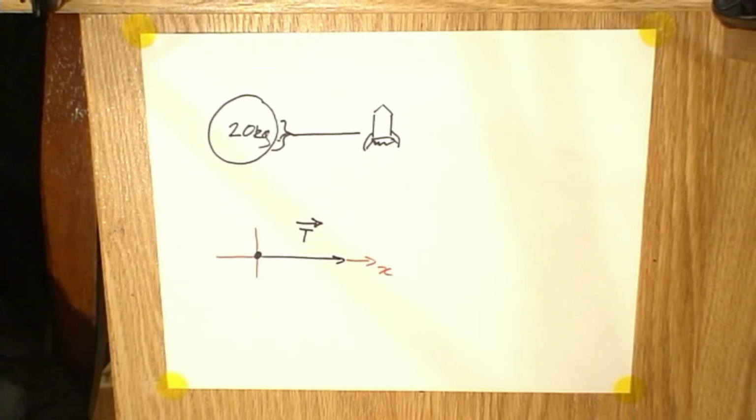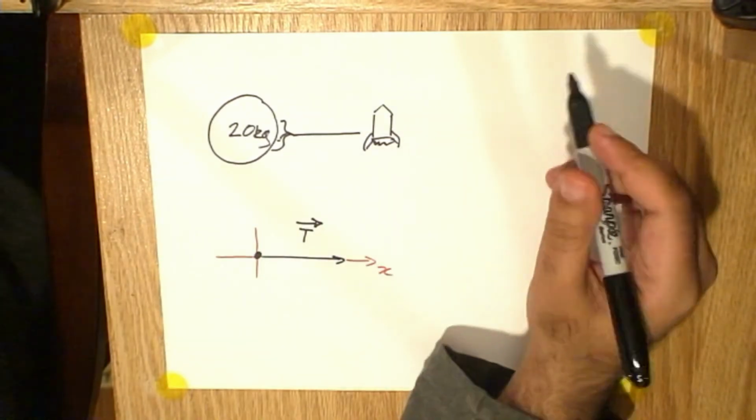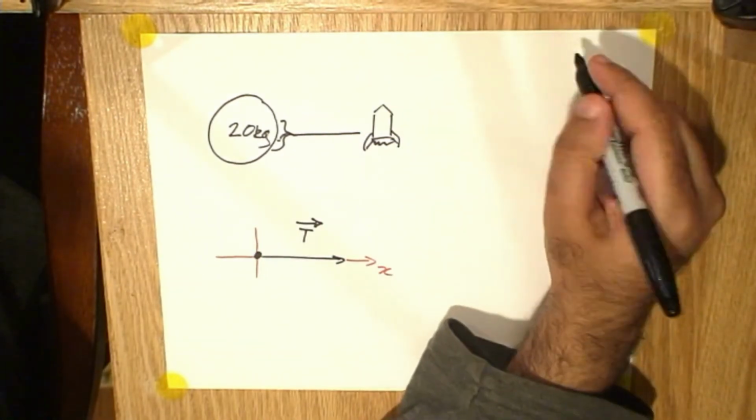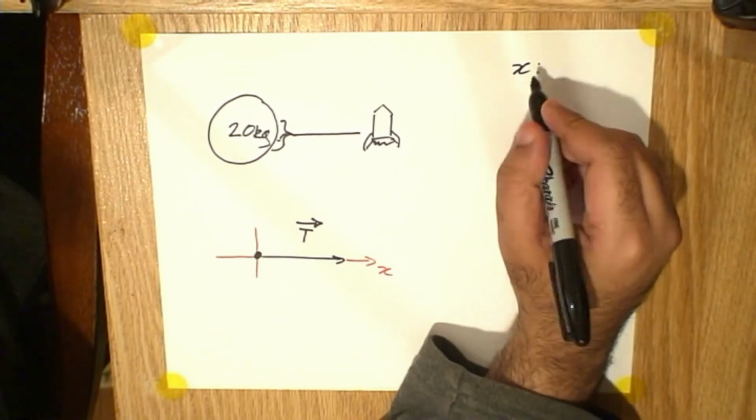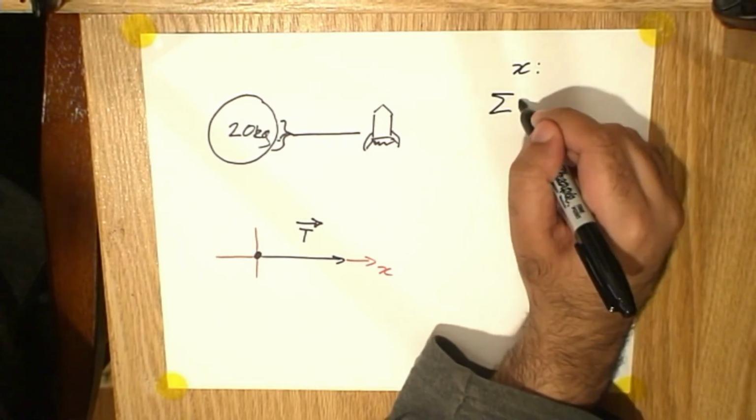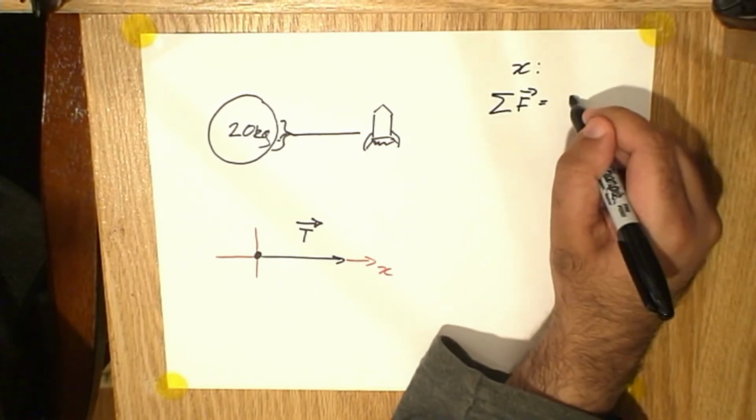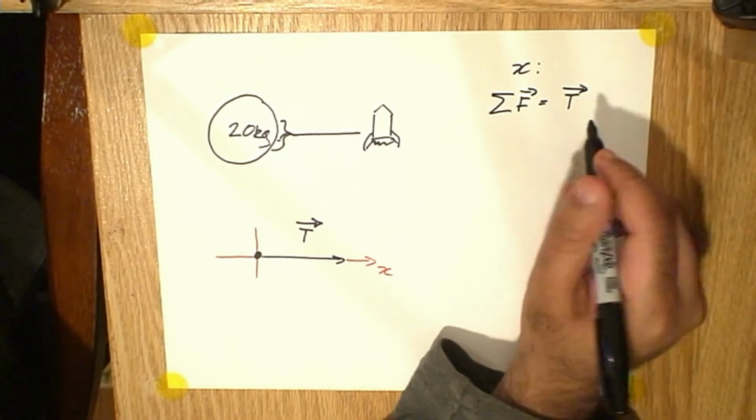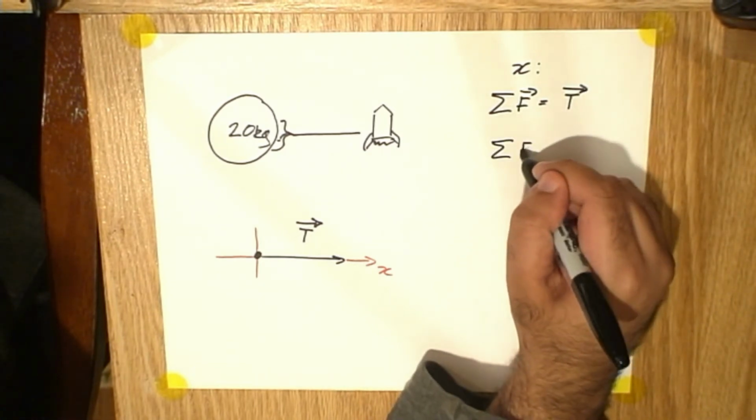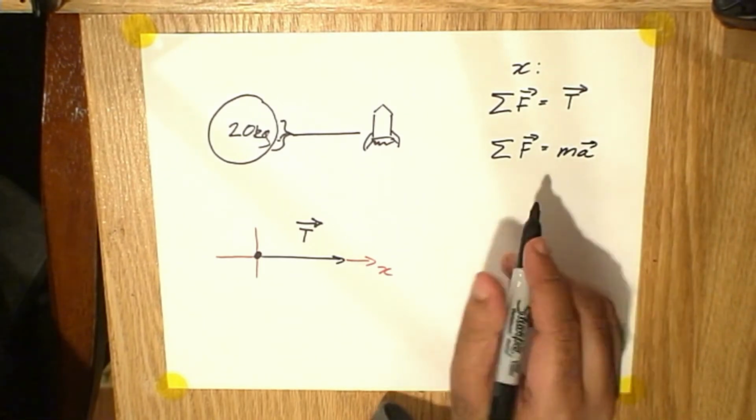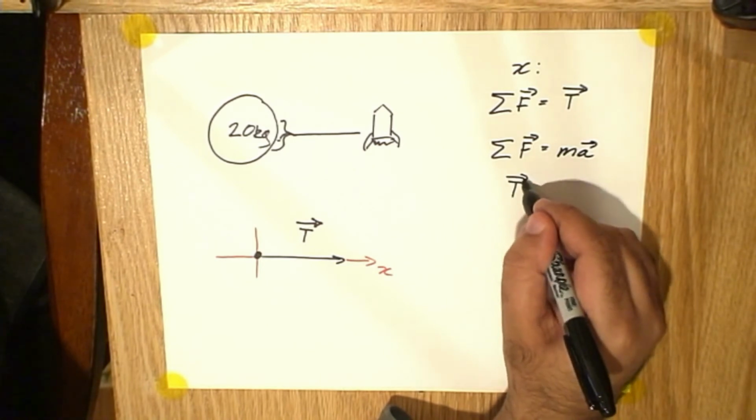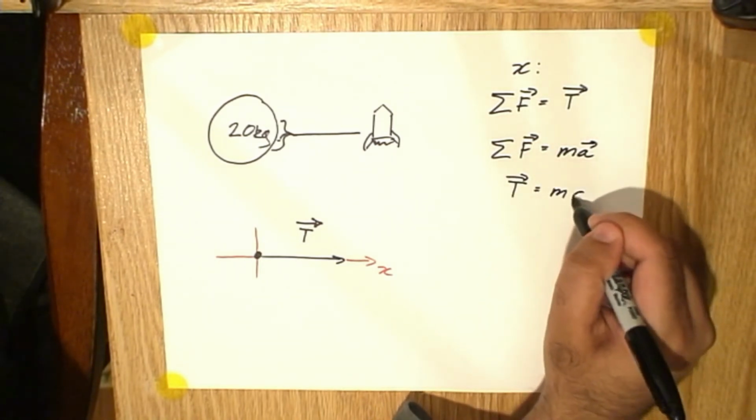Now, next what we're going to do is apply F equals ma. But before we can do that, we need to evaluate what the total force is. There's only one force acting, and that force is acting in the x direction. So the total force in the x direction is equal to the tension force. But total force is also equal to mass times acceleration. So that means that the tension force is equal to mass times acceleration.